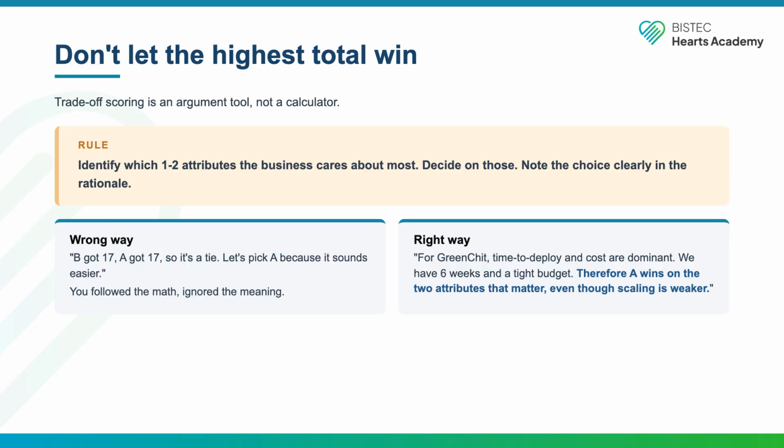The right way: for GreenChit, time to deploy and cost are the dominant attributes. We have 6 weeks and a tight budget. Therefore, A wins on the 2 attributes that matter, even though scaling is weaker. Notice the difference. The right way is explicit about which 1 or 2 attributes drove the decision. That is what makes the decision defensible later, when someone questions it.